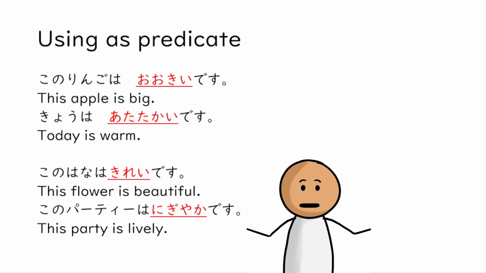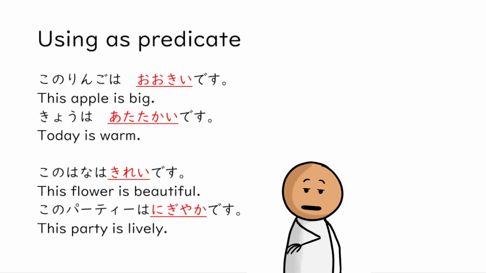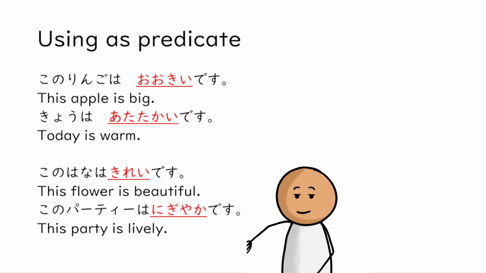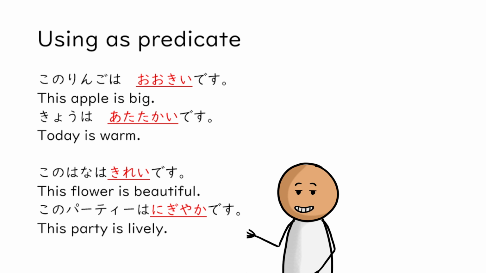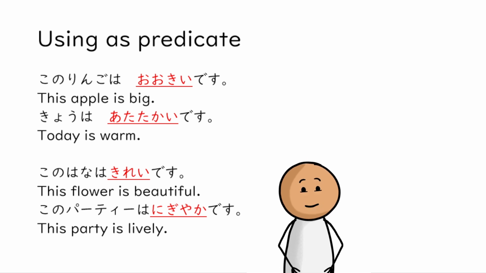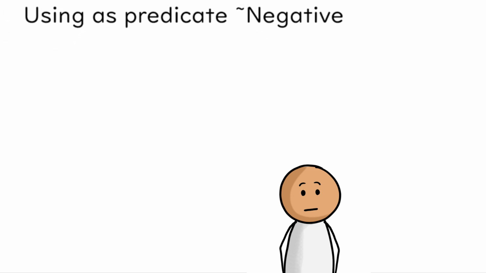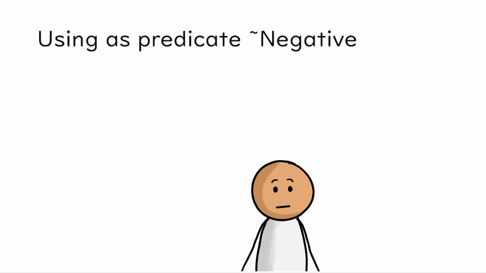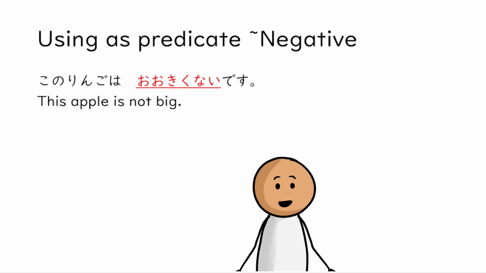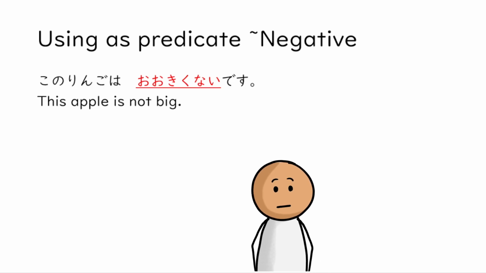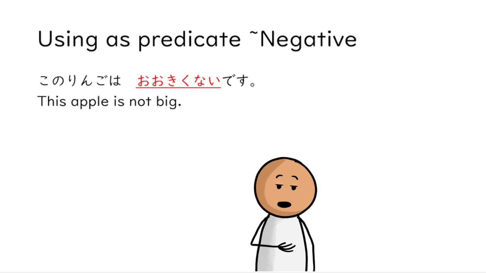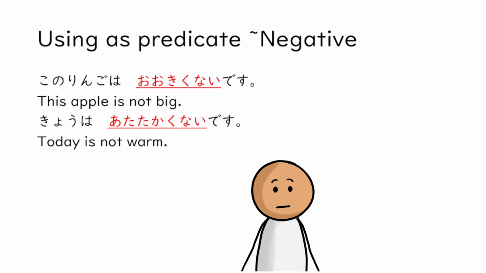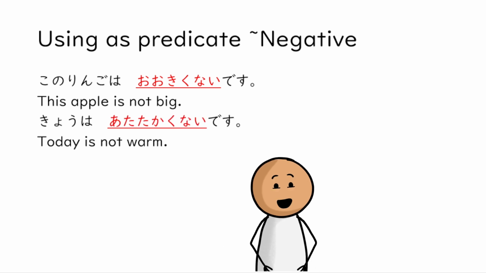このパーティーは賑やかです. This party is lively. So you can see the patterns here. For i adjectives, add desu, and for na adjectives, replace na with desu. How about negative sentences? このリンゴは大きくないです。This apple is not big. As you can see, you simply use the negative form, then add desu to it. Here's another example. 今日は暖かくないです。Today is not warm.